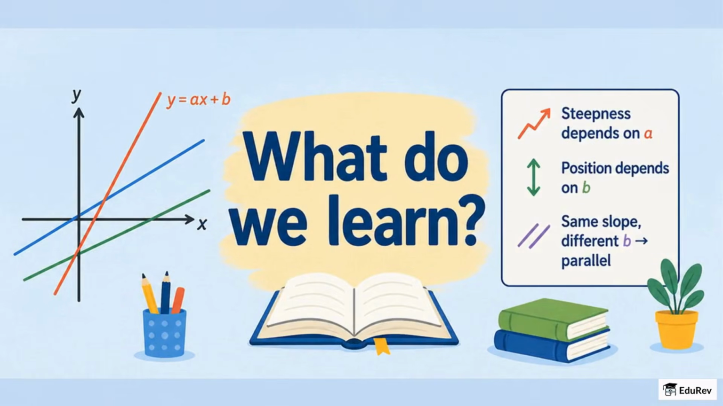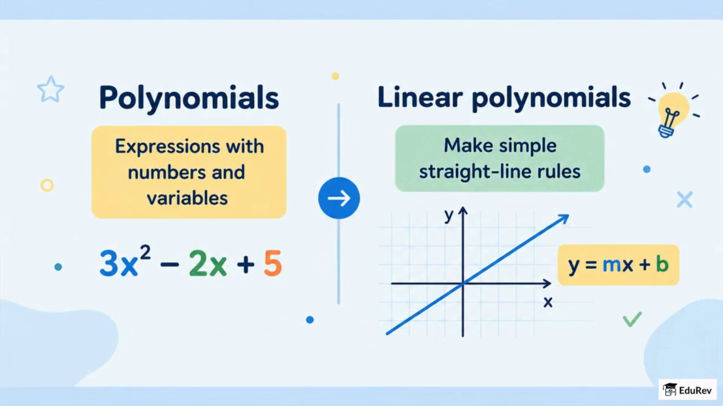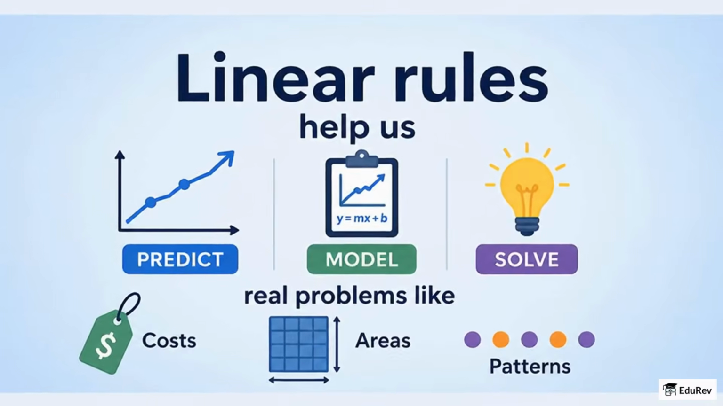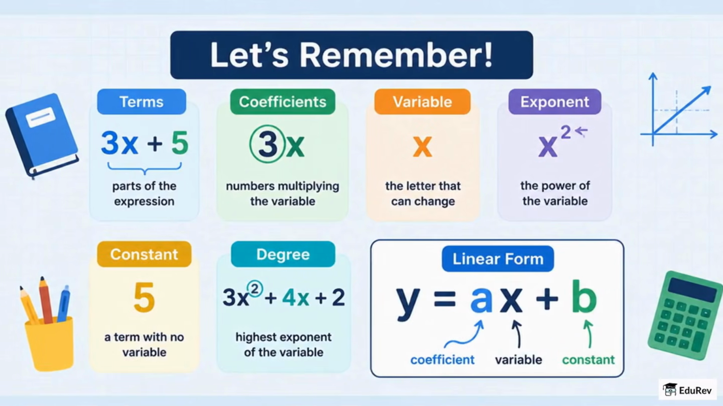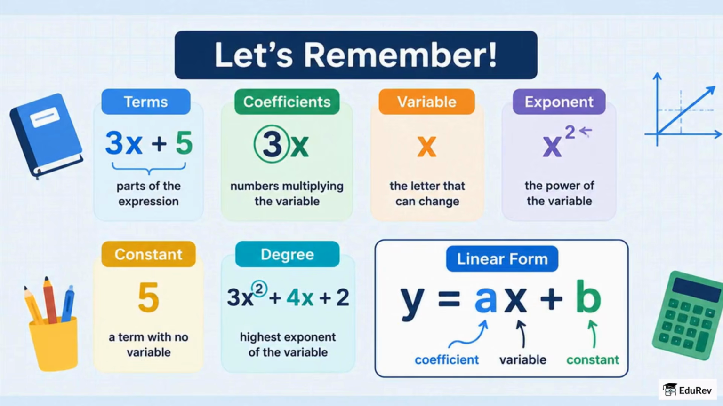So, what do we learn from this? We learn that polynomials are expressions of numbers and variables, and linear ones make simple straight line rules. Linear rules help us predict, model, and solve many real problems like costs, areas, and patterns. Let us quickly remember terms, coefficients, variable, exponent, constant, degree, and the form y equals ax plus b.